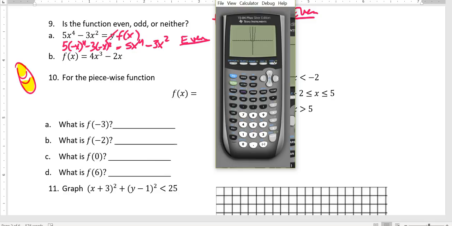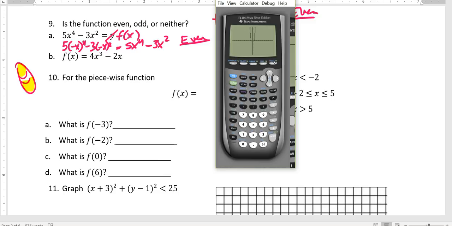You can see that our function is symmetrical about the y-axis. And we said that's an easy way to see if it's an even function. If it's symmetrical about the y-axis, it mirrors itself, then it's even. So that one's even. And on the exam, you're just going to tell me even, odd, or neither. It's not going to be defended.